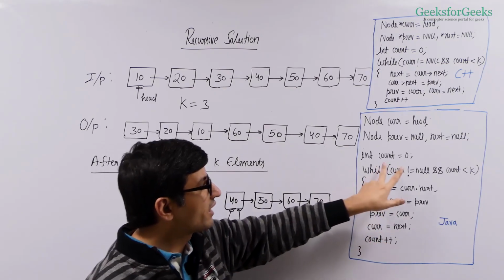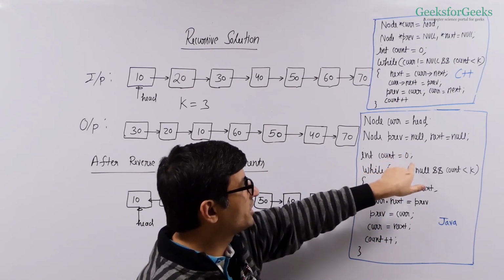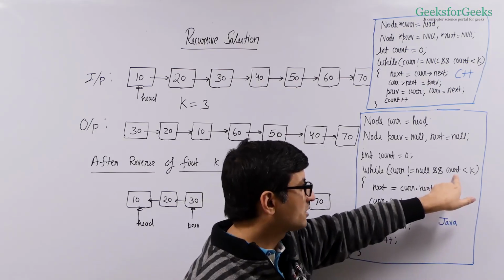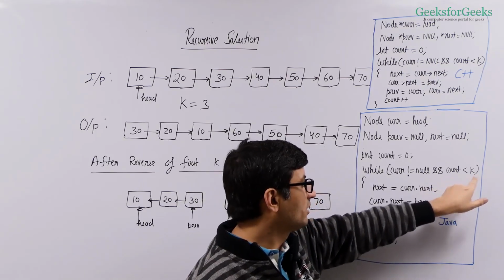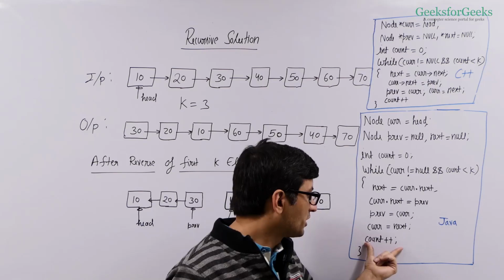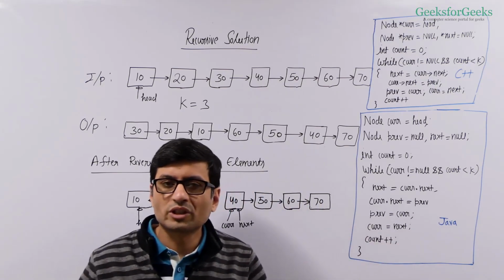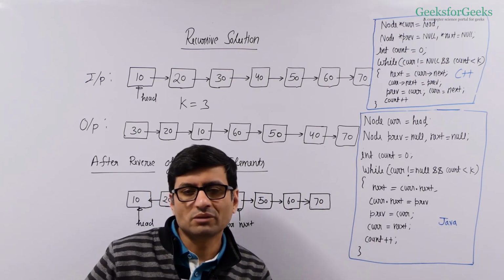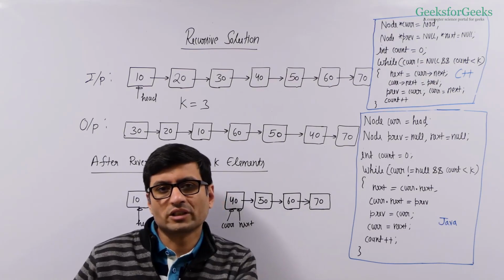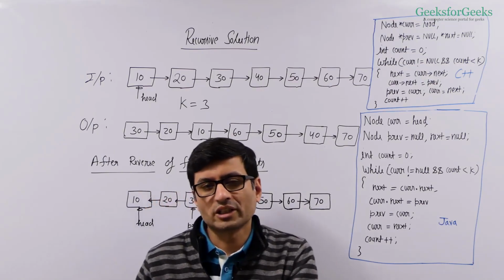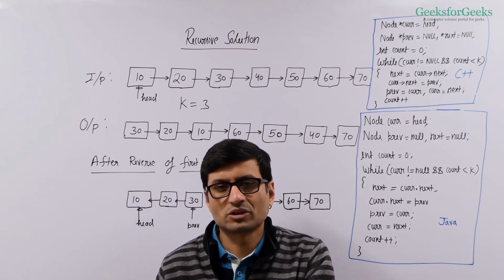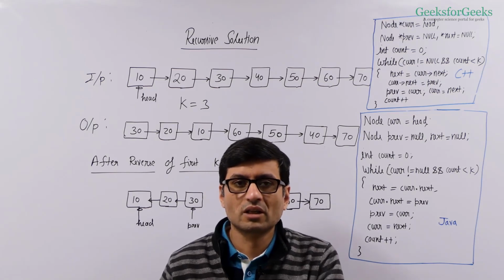The extra thing that I have added here is a count variable which is initialized as 0. And this count has to be smaller than k and count is incremented here. So this loop is going to run k times if you don't reach the end of the linked list. And it's going to reverse the first k nodes of the linked list.